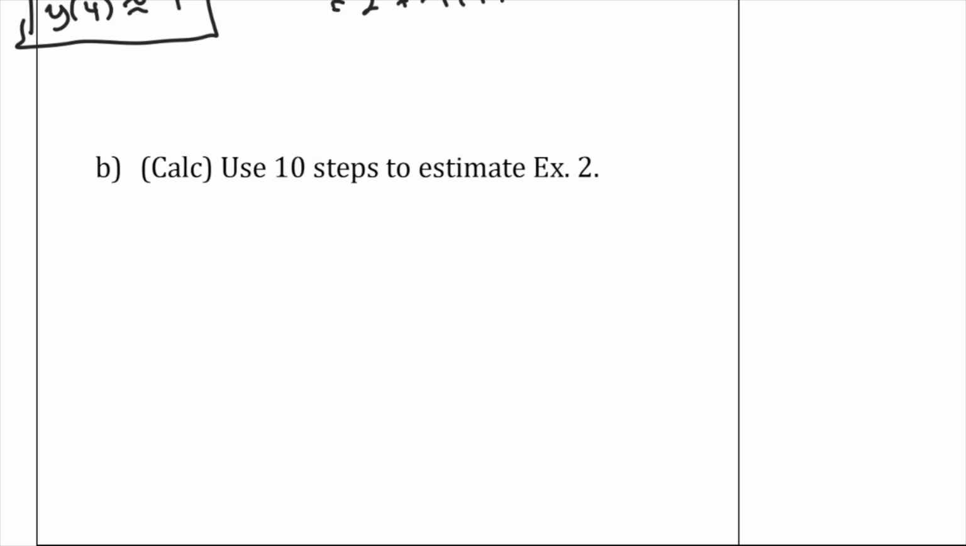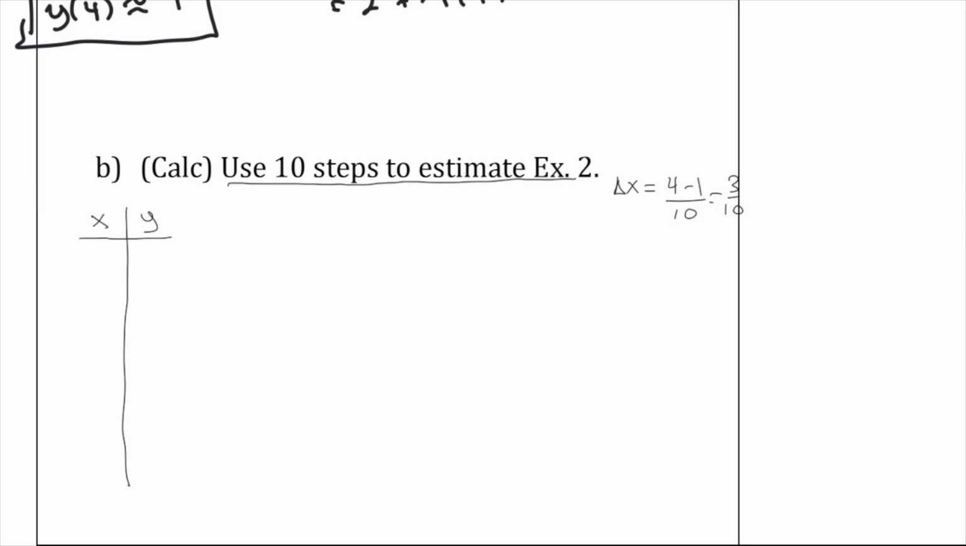Next, we're going to use a calculator to complete a 10-step problem. So we're going to follow the same idea. This time, you're going to let delta x be equal to (4 minus 1) divided by 10, or 3 over 10. Draw your table of values. This is the only part you're going to have to present.